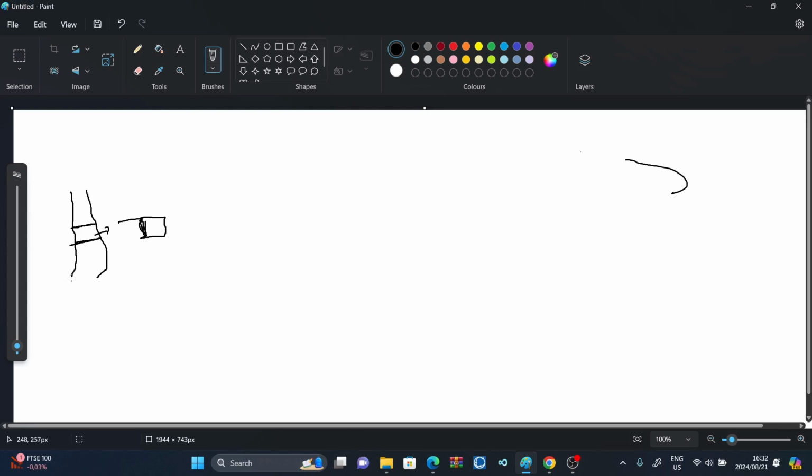Then we have a length of this conductor, which we'll call dl. So d just means it's a very small length. L is the length, d just means it's very small. Then we have our current moving through the conductor, and then we have our point P here.